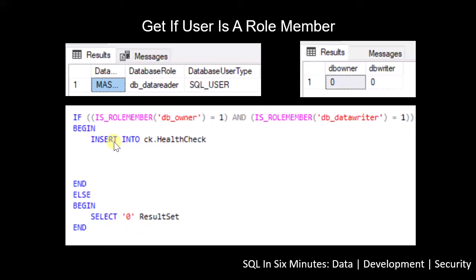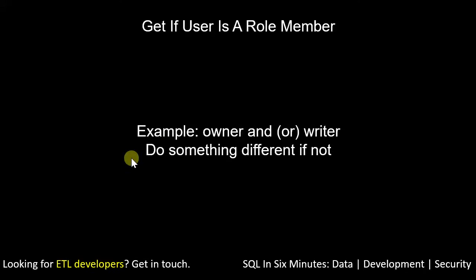Now, if it was a stored procedure, they would have to have execute permission. And keep in mind that data reader is not going to give them execute permission. We'd actually have to grant them a role that would give them execute permission, or we'd have to grant them the execute permission directly. And so in this case, that's why I have the T-SQL code here. So this is one of the ways we can use this built-in IS_ROLEMEMBER function.